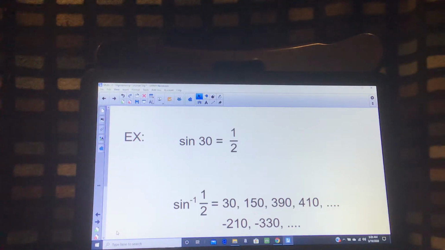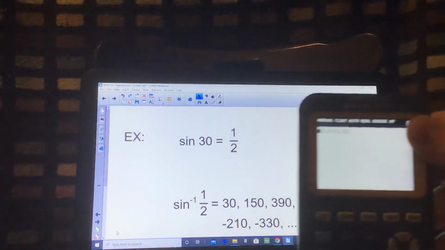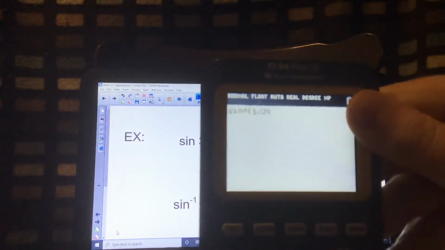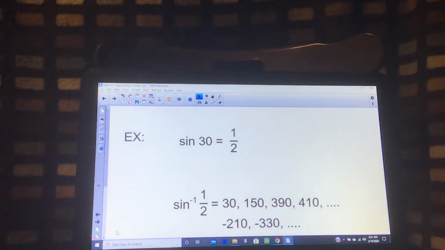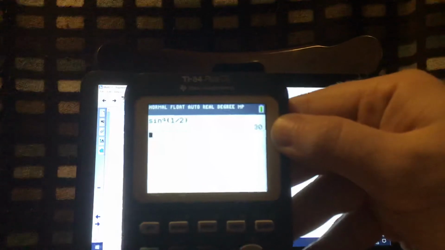Now, in a calculator, you'll notice the calculator is programmed to only give you the primary answer. So I'm putting the calculator in degree mode, and see if you can see this. So there's the calculator. And I put in sine inverse of 1/2, a little blurry. There you go. Now, when I get to evaluate that, the calculator is not capable of pumping out infinite answers. It's just going to pump out the primary answer.